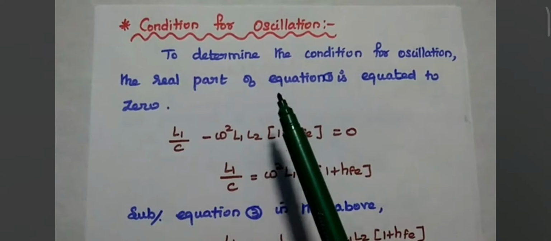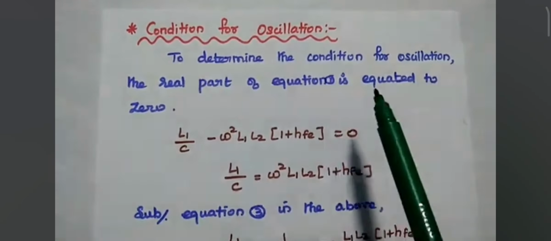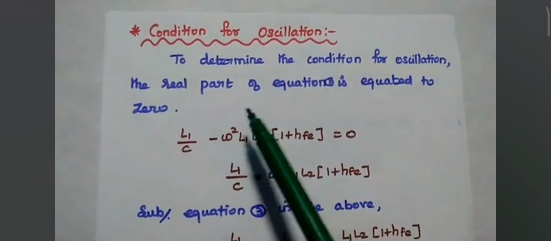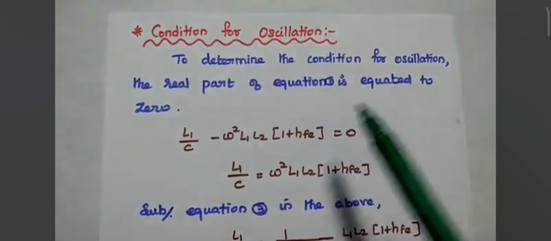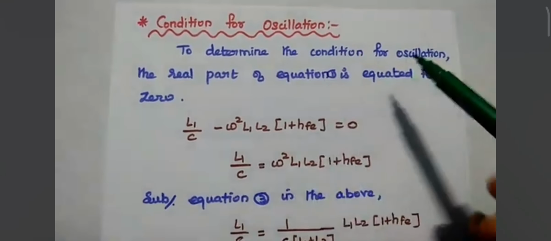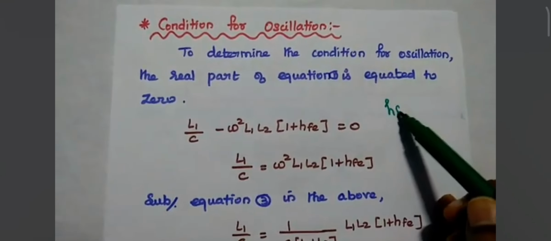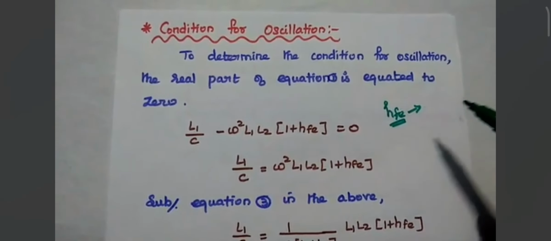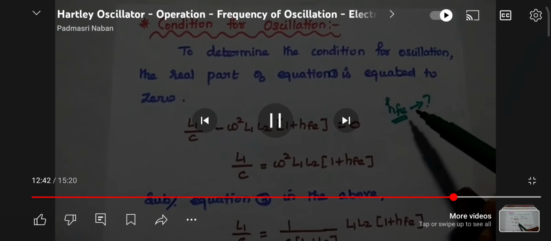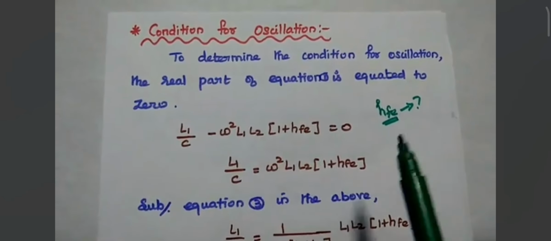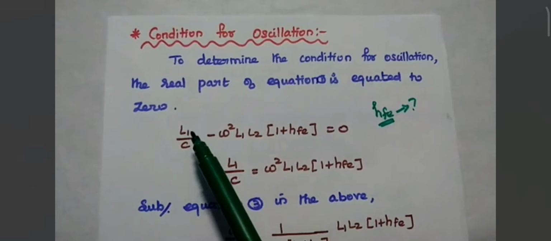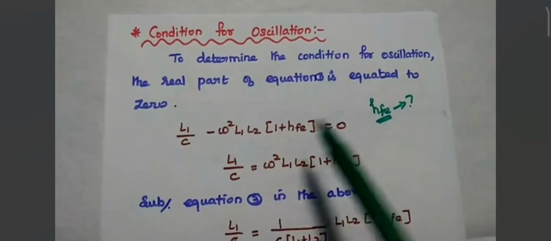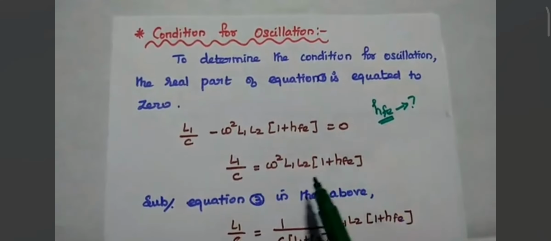Okay. Next we are going to derive the condition for oscillation in Hartley oscillator. In order to determine the condition for oscillation, the real part of the equation 2 is equated to 0. Condition for oscillation means we are going to find out the gain of the transistor. This will decide the oscillation in Hartley oscillator. For this we have to consider the real part as 0. Okay. So here the real part is what? L1 by C minus omega squared L1 L2 into (1 plus HFE) is equal to 0. Then we have to move this minus term to the other side as a plus.